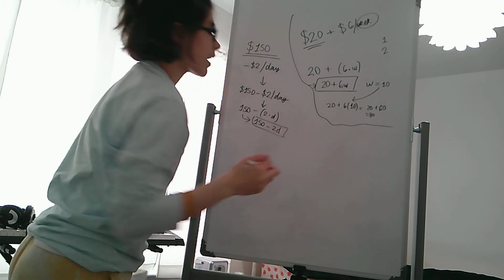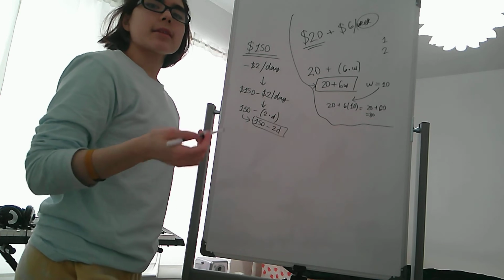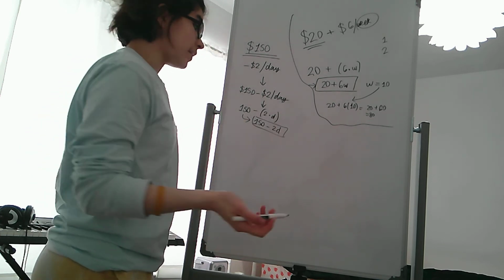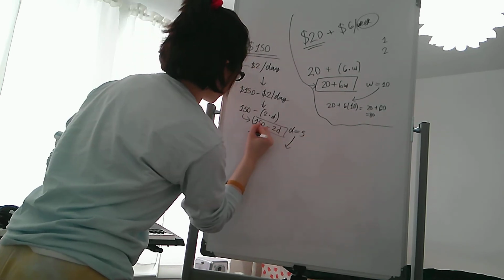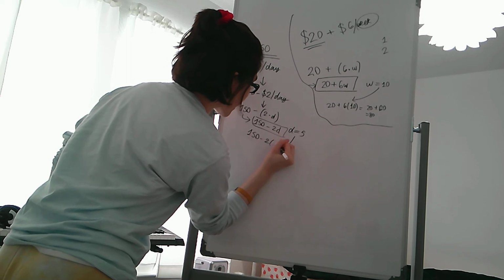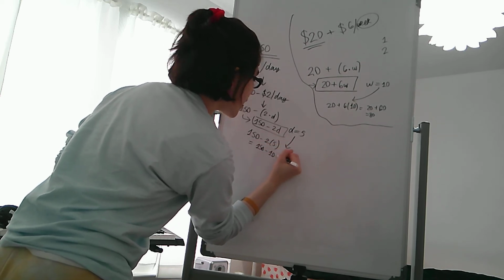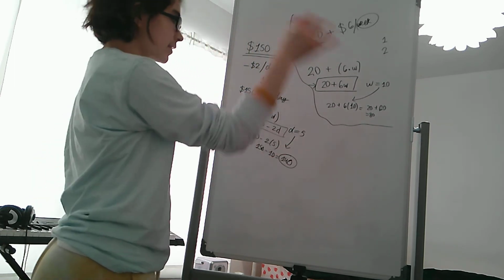So now let's say 5 days have passed, and let's say someone asked you, how much money did you have after 5 days? Well, in that case, D would equal 5, so you just, again, plug this in. 150 minus 2 times 5, that is 150 minus 10, and that is 140. So you could tell them, I have $140 left, and it's simple as that.